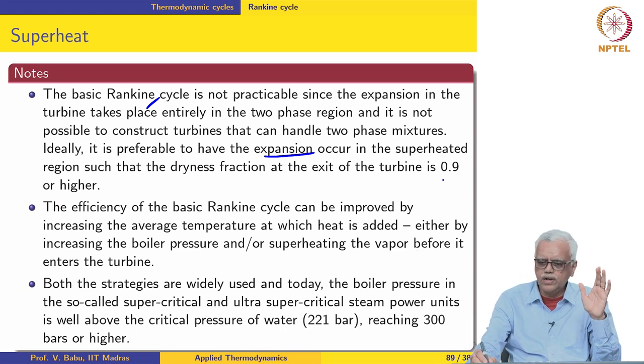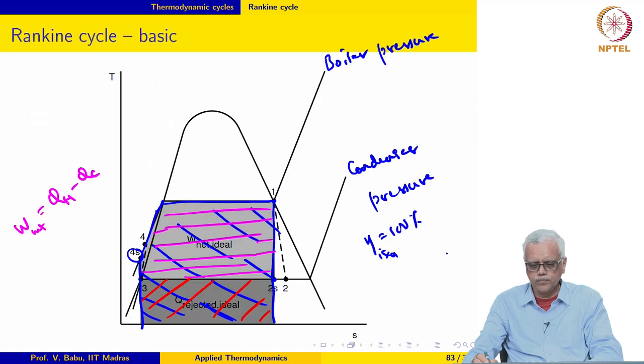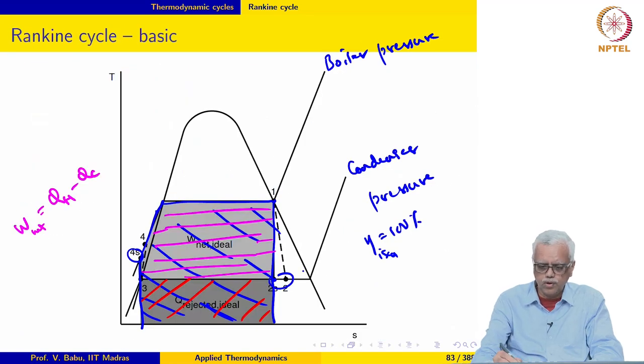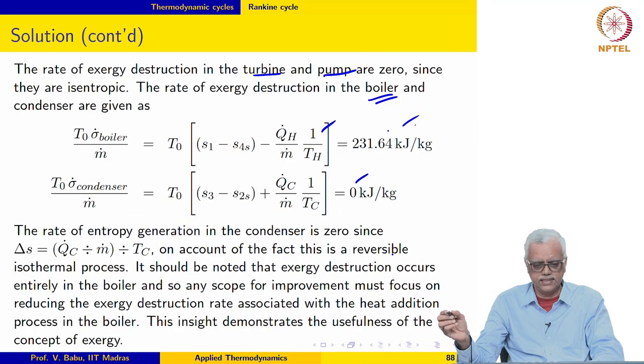And at the end of the expansion, we would ideally like to have a dryness fraction around 0.9 or so, or higher than that. That would be even better. So that is one very important point. So we would like to move these points further closer to the saturated line, better even here. As you can see, the only way we can do this is to allow the fluid to become superheated at the exit of the boiler. By allowing some amount of superheat, we can shift these two state points towards the saturated vapor line. So that is a strategy that we are going to use next.